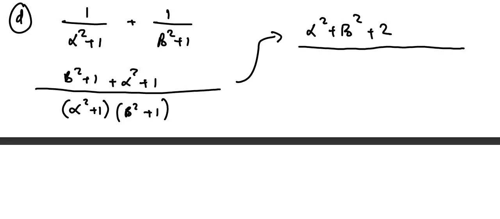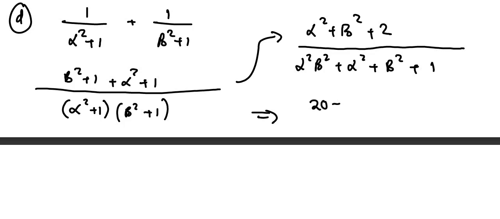Because you gather the like terms, then the down part we can just multiply alpha squared and beta squared, then plus alpha squared, then you're going to have beta squared, then plus 1. So we know what alpha squared plus beta squared is, so I can just rewrite this.